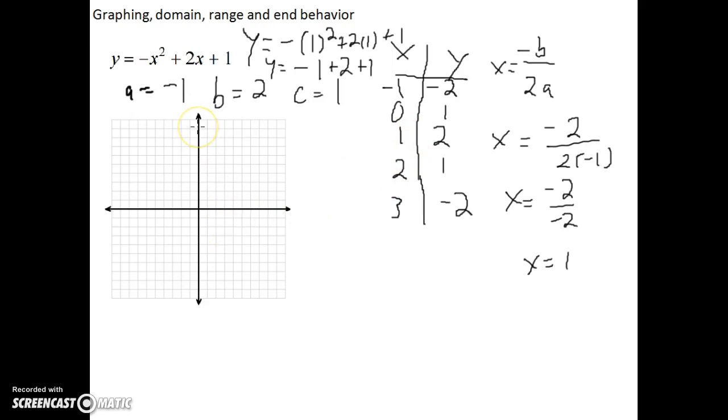So once you get all the points, plot them. So we have the point 1, 2, 0, 1, negative 1, negative 2, so on and so forth. Just plot all 5 points. So once we get 5 points, we can kind of see this U shape already forming. So we just want to connect that in the best U that we can. So bear with me since I'm on a tablet. That's about as best as I can get that. But we just want that general U shape. So that's our graph. Now we still need domain, range, and end behavior.